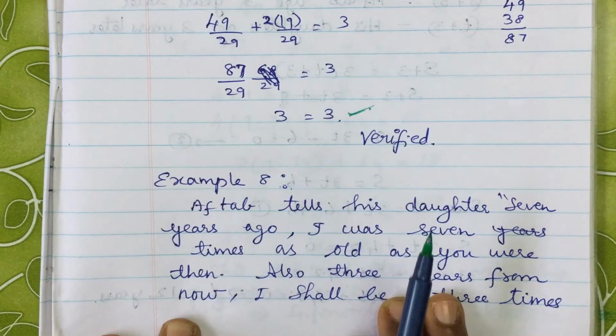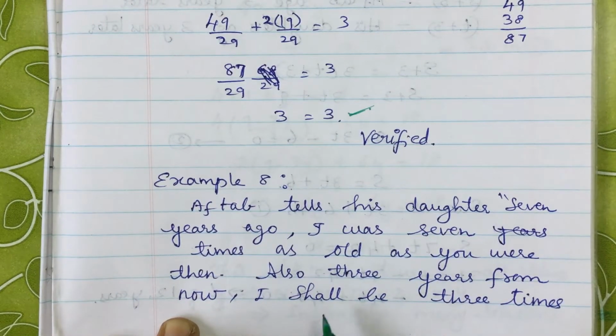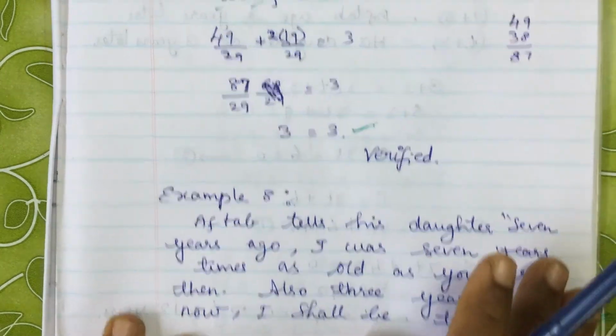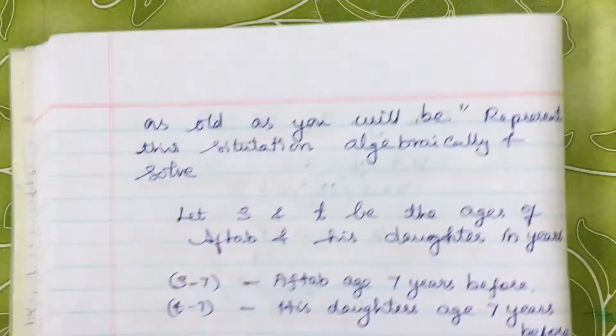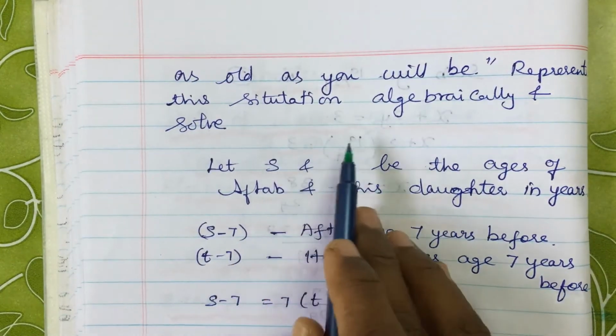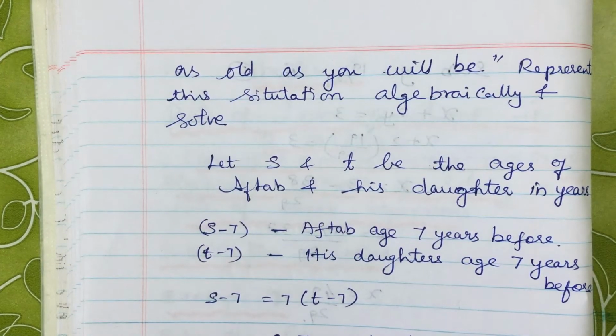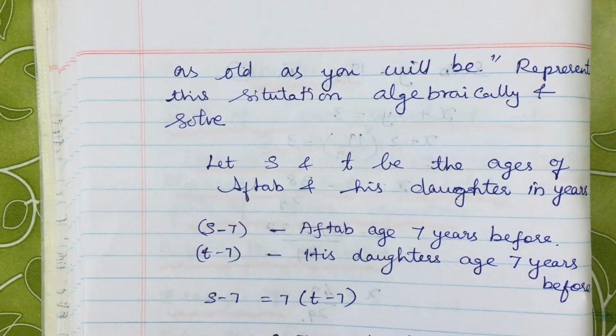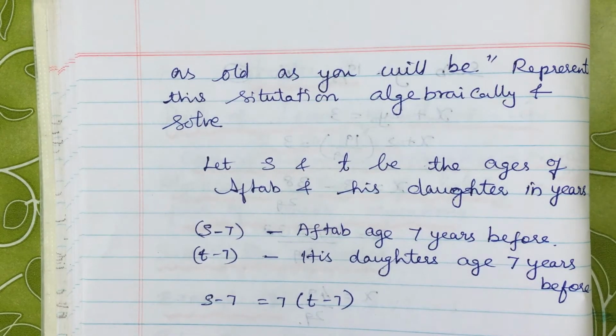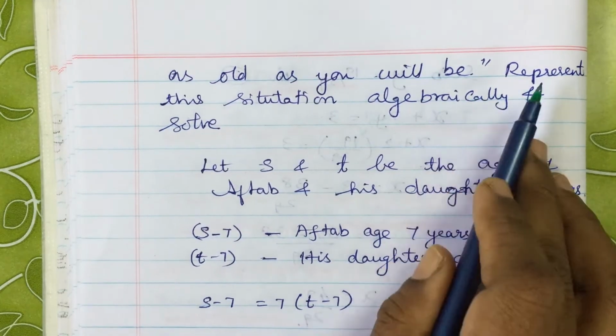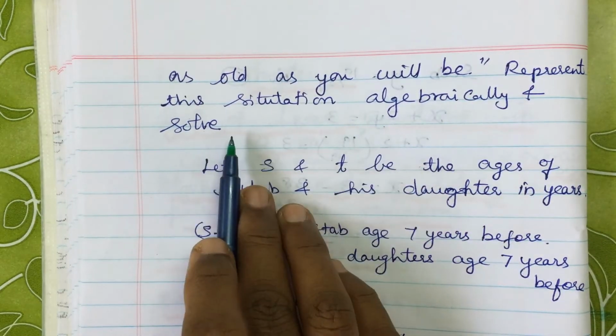y minus 7. And also 3 years from now, I shall be 3 times as old as you will be. Okay, so after 3 years his age will be 3 times his daughter's age. So after 3 years, what will happen to Aftab's age and his daughter's age? Aftab's age we have assumed as x, and daughter's age we have assumed as y. So after 3 years, his age will become x plus 3 and daughter's age will become y plus 3. So represent this situation algebraically and solve.